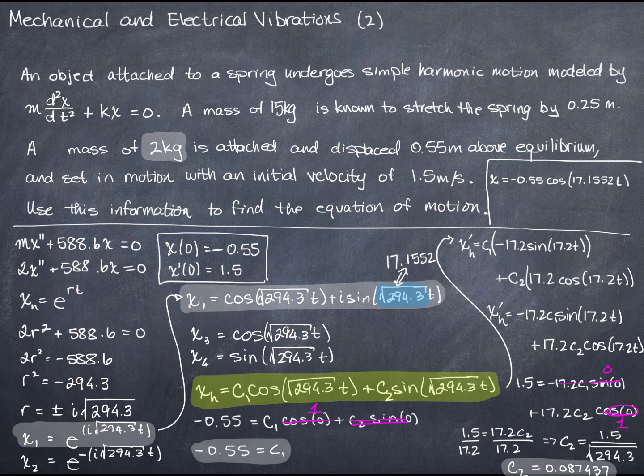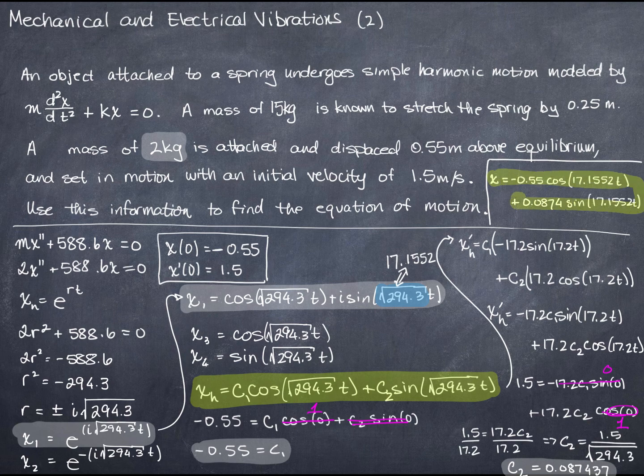So I have so far x equals C1, this is what my C1 turned out to be, times the cosine of the square root of 294.3 times t, plus C2, which was 0.087437. How many decimal places should we use? We'll just go with one more. Times the sine of 17.1552 t. And that is my answer, if you want it in that form.